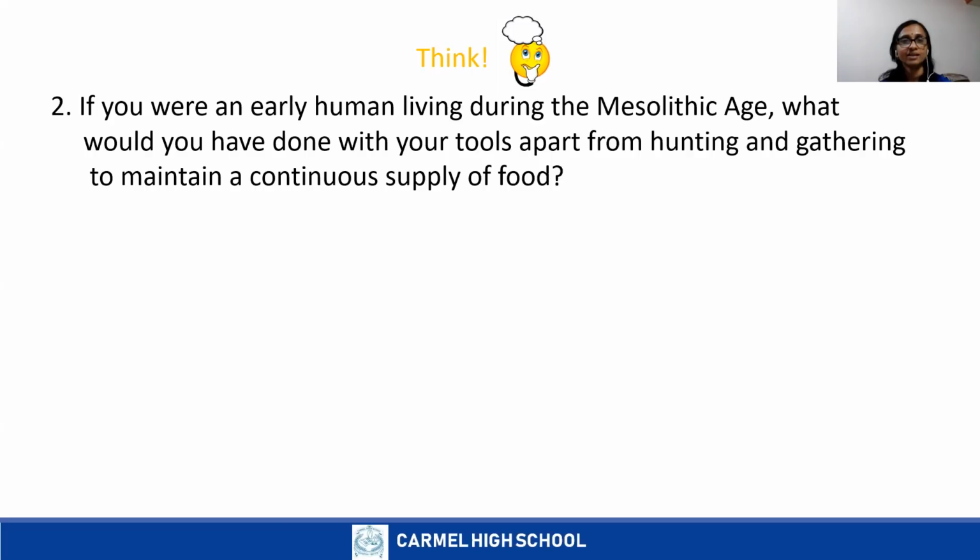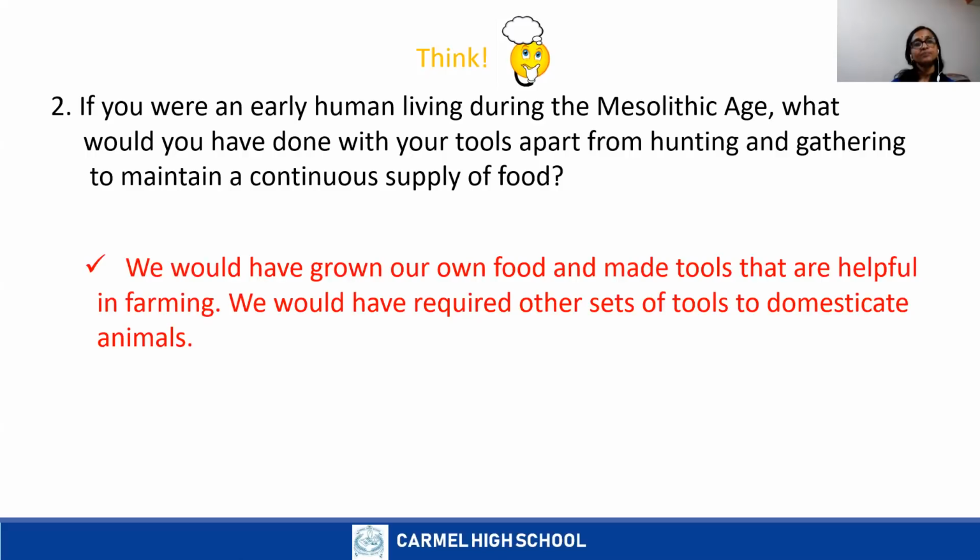Yes, good, correct children. We would have used these tools to grow crops and made tools that help in farming, or we would have required some sets of tools to domesticate animals. That means we can do farming for the supply of food. So we would have made different types of tools for farming and to domesticate animals. Now let us see the answer. You can read the answer. Good. We would have grown our own food and made tools that are helpful in farming. We would have required other sets of tools to domesticate animals.